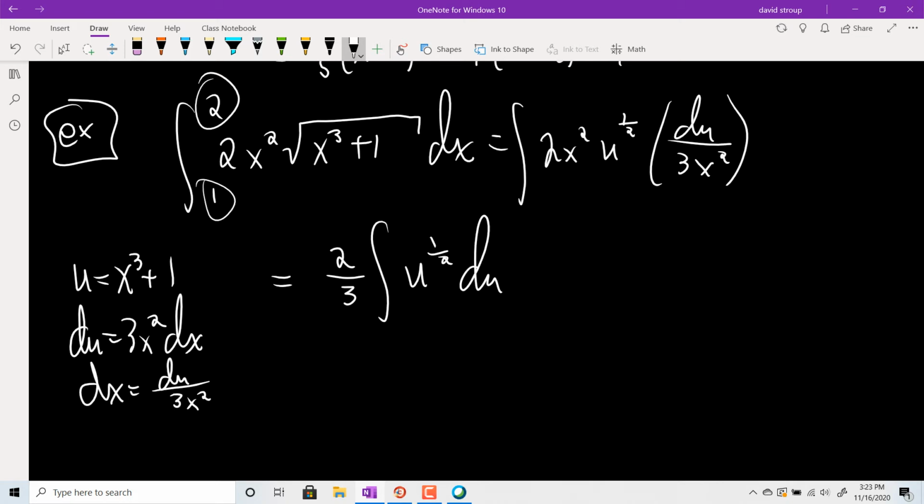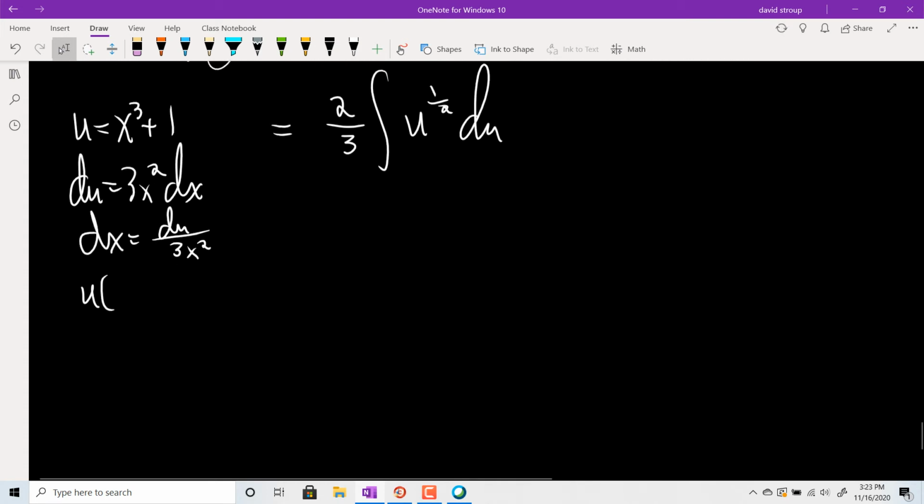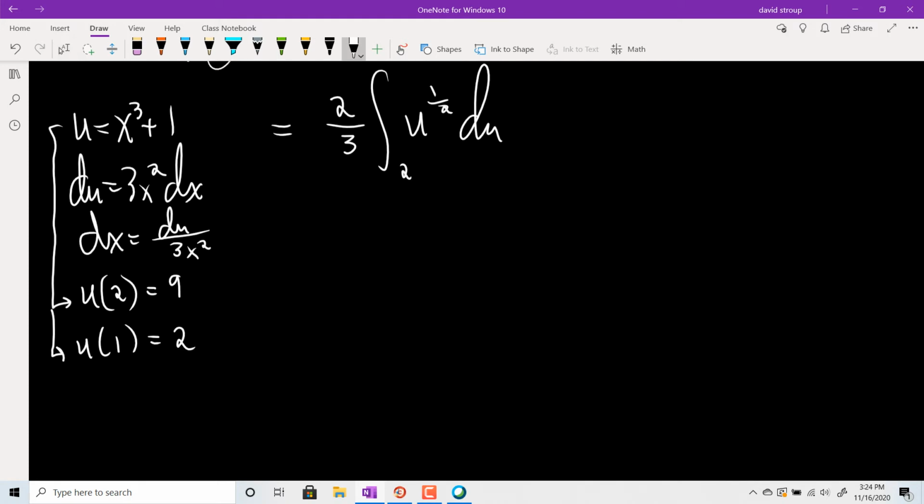And I'm going to go ahead and change my limits on my integral. Okay, so you have to go u of, what's the upper guy, 2? And then u of 1, and you just use this formula that you created for your u sub to evaluate those. So u of 2, you're plugging in 2 for x, so you get 2 cubed, which is 8, plus 1 is 9, and then 1 cubed is 1, plus 1 is 2. So you're now integrating from 2 to 9, and you could kind of forget about the x stuff now.